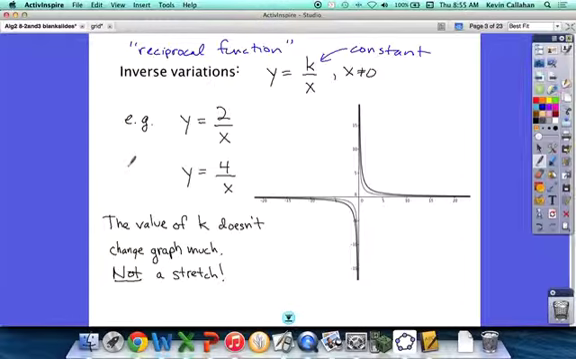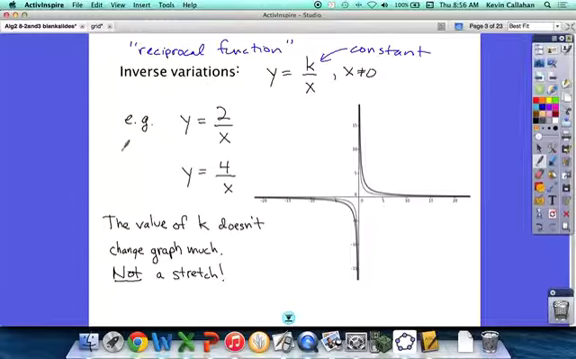Now, if you look at a fraction like this, y equals 2 divided by x, what would happen to the value of y if I made the denominator bigger? What happens to the fraction if the denominator gets bigger? Does it get bigger or does it get smaller? If I say 1/2 versus 1/8, which is bigger? The half, right? The smaller the denominator, the bigger the value of the fraction. So as x gets bigger, y gets smaller. As x gets smaller, y gets bigger. That's why it says inverse variation. They are varying in opposite ways.